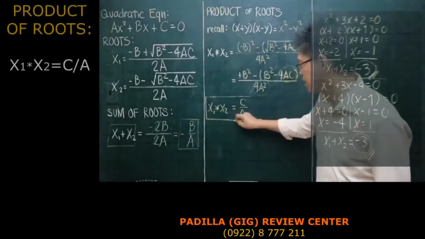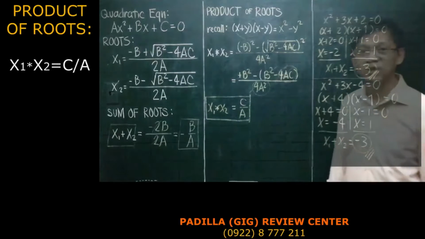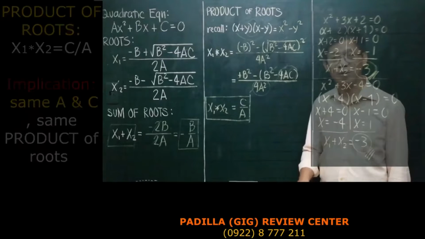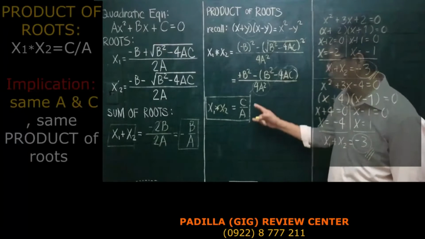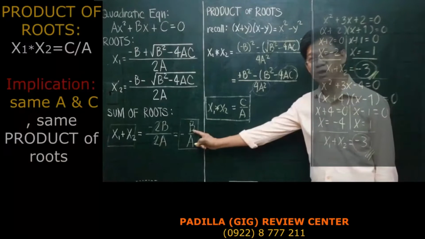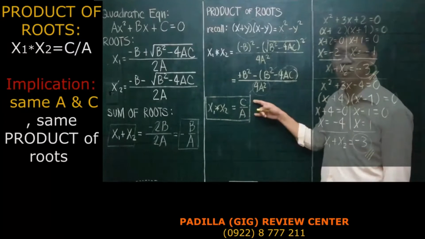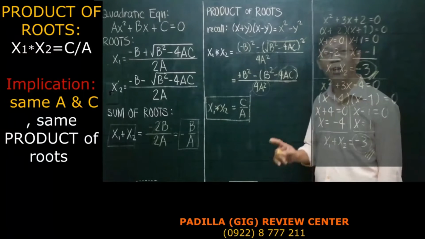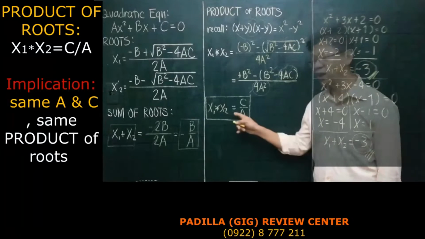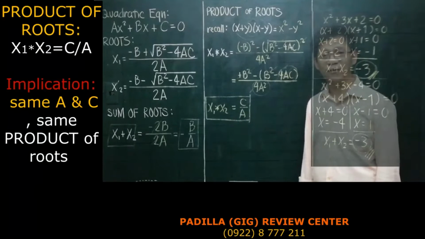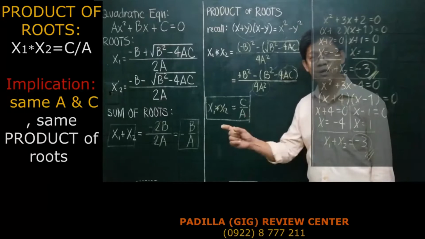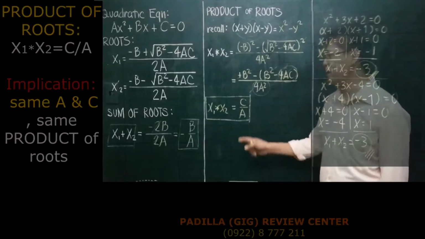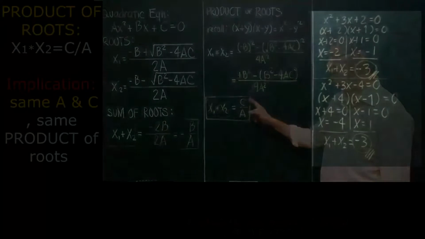Now, as you can see here, the product of roots now depends only on C and A. Walang pakialam yung B. The implication of this is also the same as the implication of this. If you have two or more quadratic equations with the same A and C, they will have the same product of roots, although the roots are different. Magkaiba yung numbers, pero yung product nila will be the same. Basta parehas lang yung A and C.